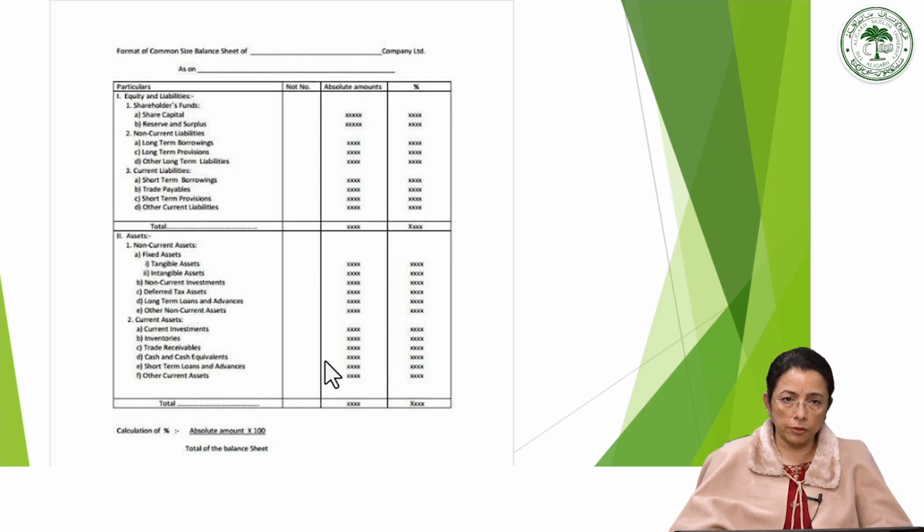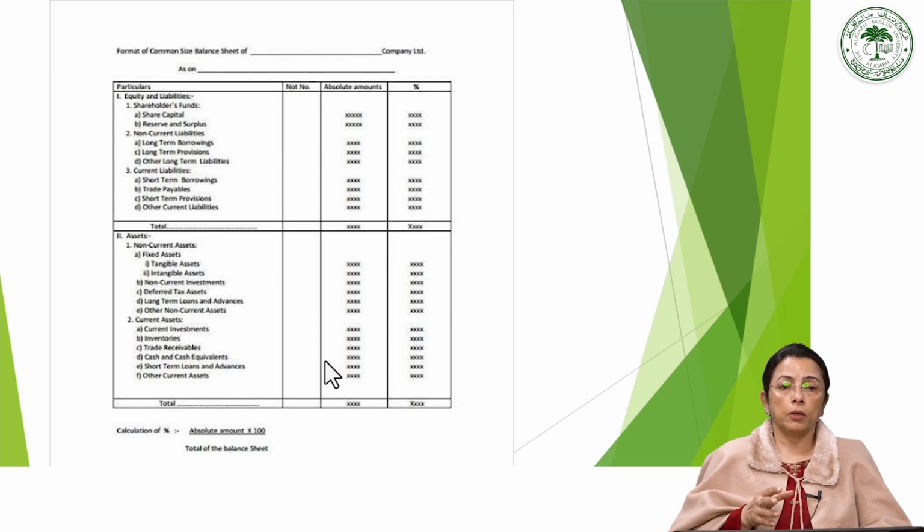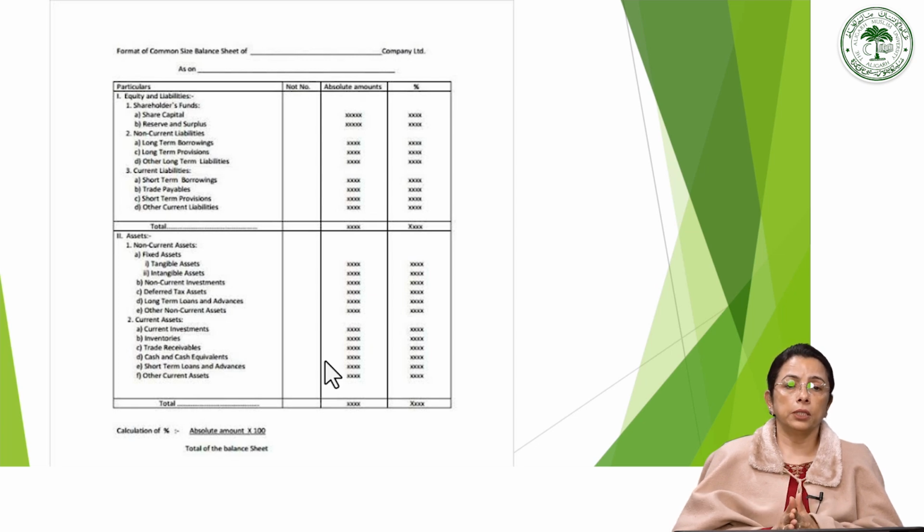So that is all about the final accounts. That is all for this session also. We have now understood the final accounts, including the trading account, profit and loss account, and the balance sheet. Thank you.